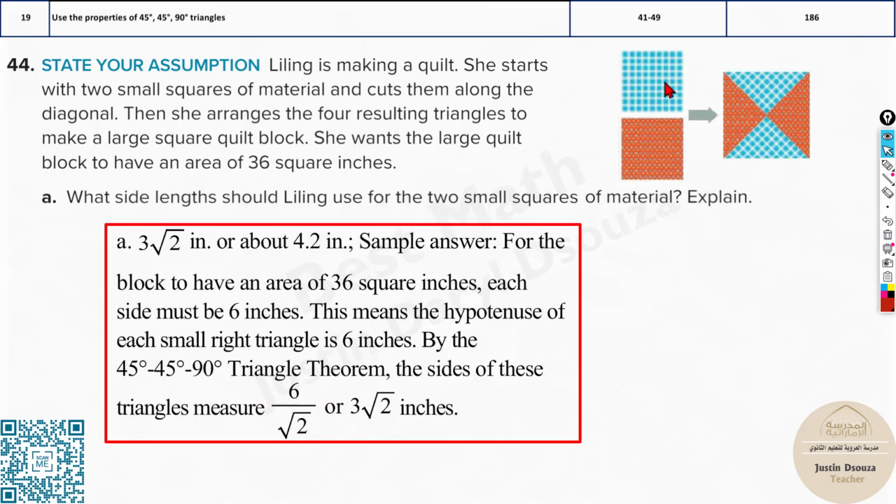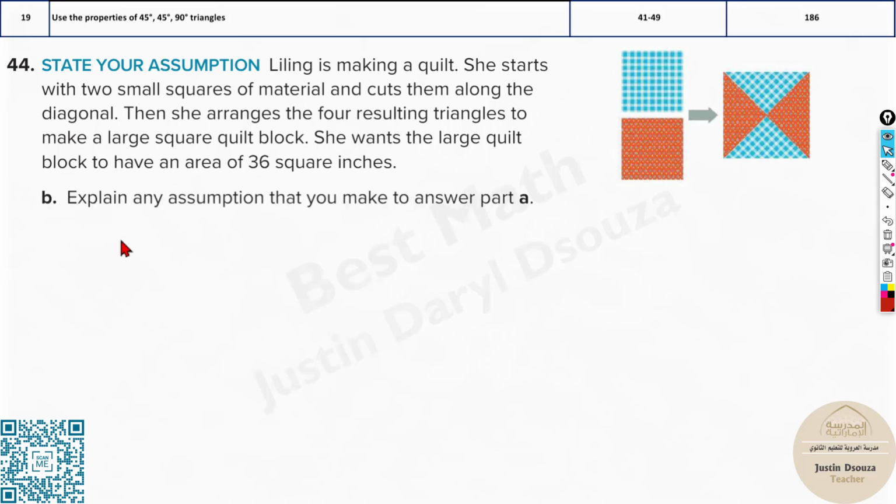The lengths of the smaller squares must be, even if it's written as 4.2 or 3 root 2 inches. And they have asked us a part B over here. Explain any assumptions that you make to answer part A. Now what assumptions? When we cut, there is no wastage, or it must be accurately cut, I believe.